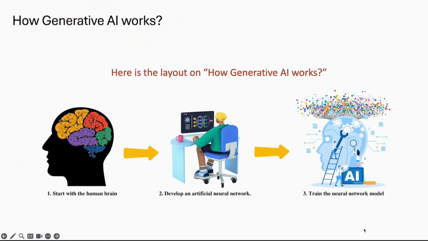Okay, let's move on to the next question on how generative AI works. At a broader sense, there are only two steps in developing a generative AI. One is to develop a new artificial neural network and the other is to train the neural network model. But where did this idea come from? It came from the idea of the human brain. So I think that's a very good place to start. Once you understand the concept of the human brain in simplistic terms, then you can correlate to how this artificial neural network has been developed and trained.